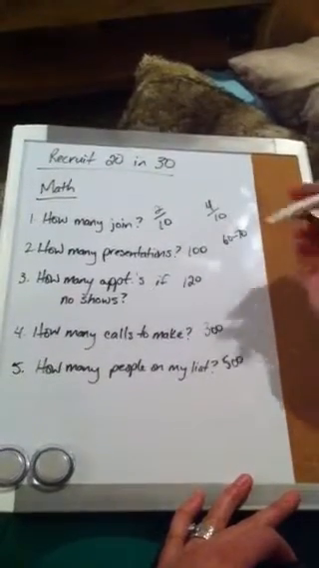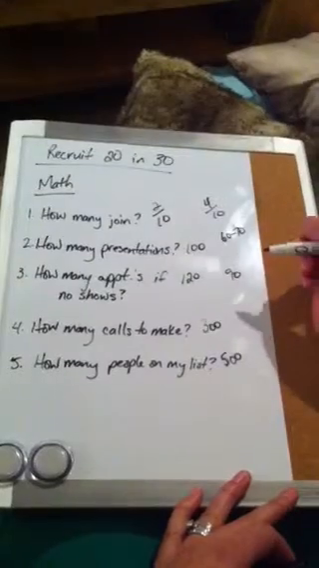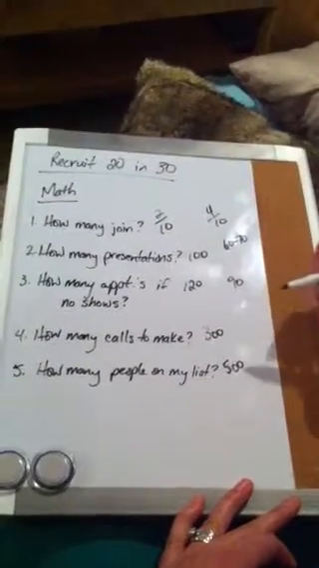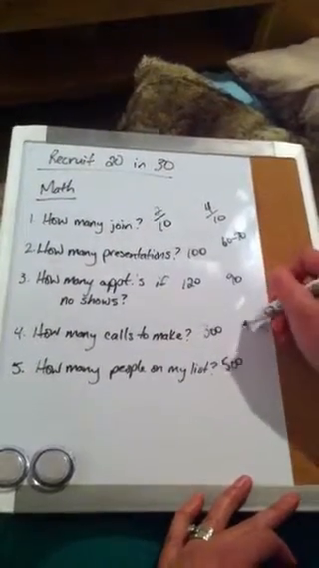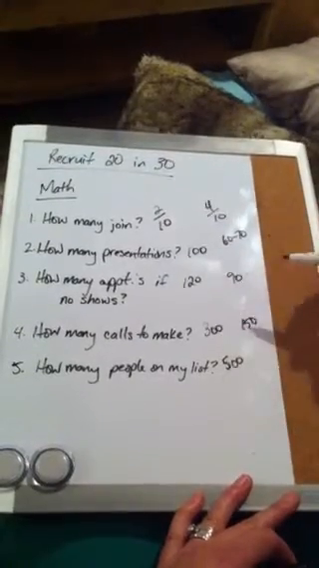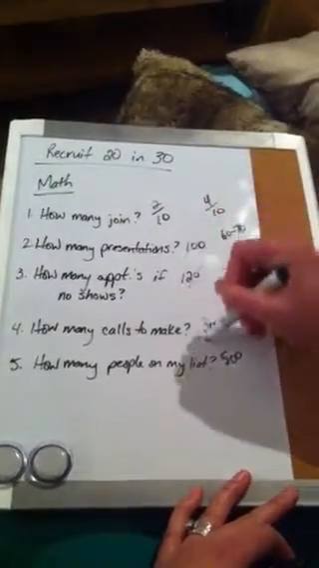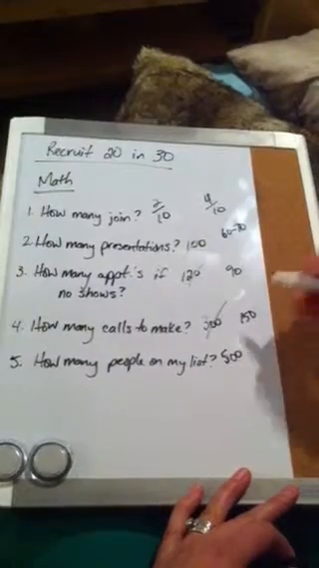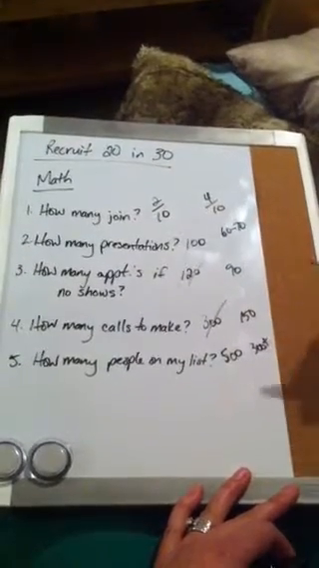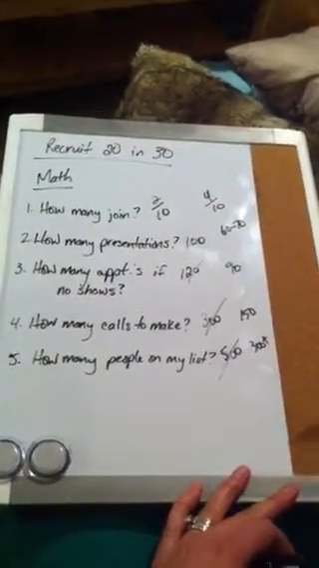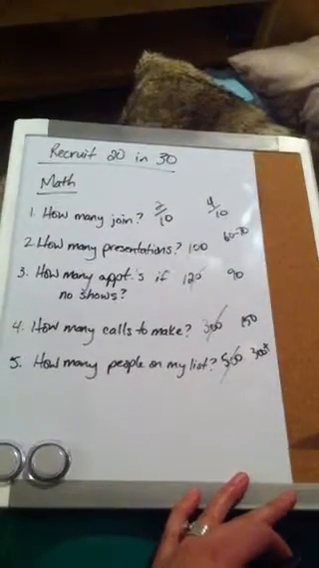How many appointments? Now you're only looking at 90, because more people, of course, are joining. Calls get cut in half. You're looking at 150. And the last one, how many people on your list? Maybe now it's only 300 plus. So you can see the difference.